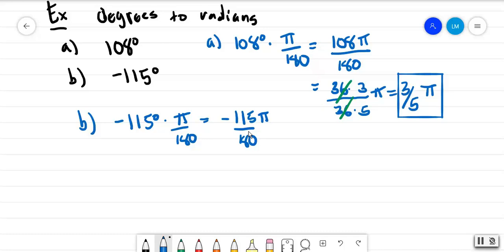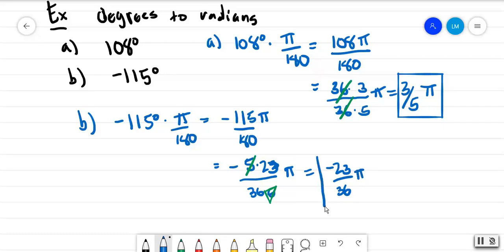So it looks like in this one it's relatively almost the same, but we're just going to rewrite this as negative 5 times 23 divided by 36 times 5. So this was all times pi, right? So you're just going to take the 5's and cancel them out. And basically this is going to equal negative 23 over 36 pi. And then that's it.